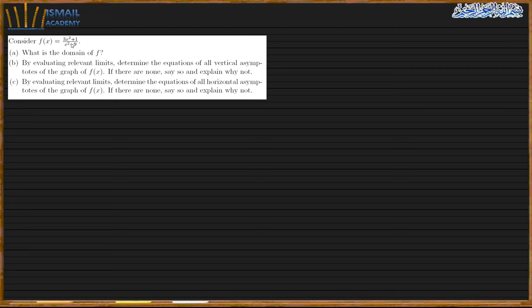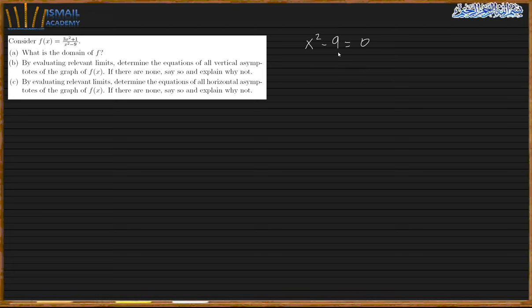So that means this polynomial, because we know that a polynomial has all real numbers as its domain, but here, because it's in the denominator, we should exclude the value that makes this denominator equal zero. So it can be everything except the value that makes the denominator equal zero. So what I do, I'm going to find out which numbers make the denominator equal zero. So I make the denominator equal zero and I solve.